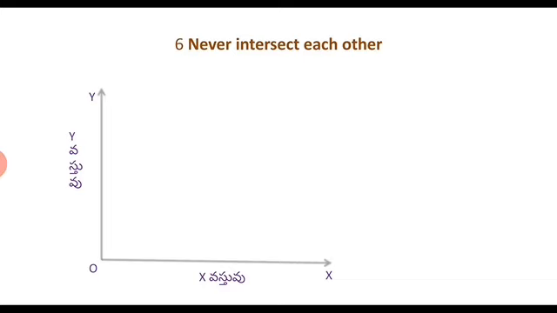Indifference curves never intersect each other. In this diagram, IC1 and IC2 intersect at point A. It means that these indifference curves have the same satisfaction giving combination. There is no possibility of a same satisfaction giving combination in different indifference curves. So indifference curves never intersect each other.